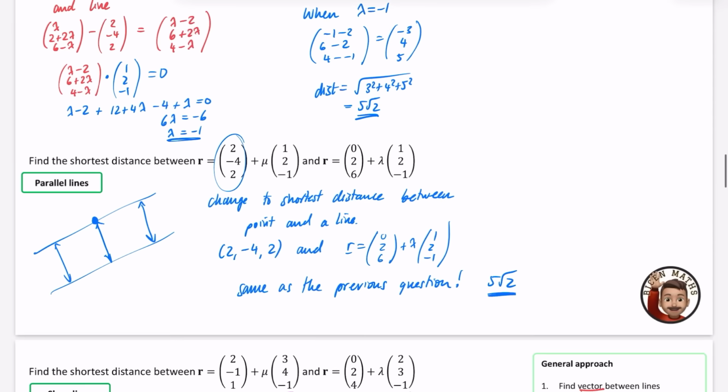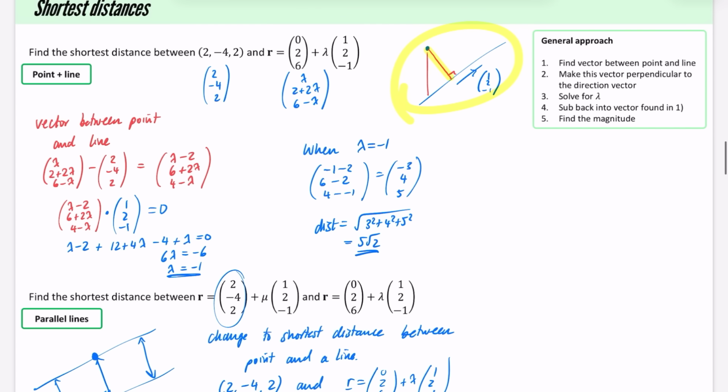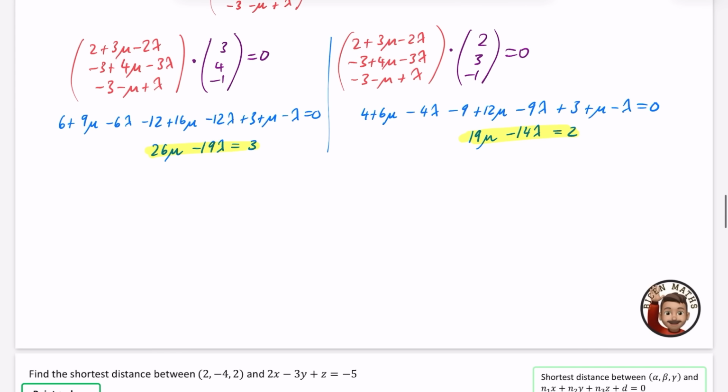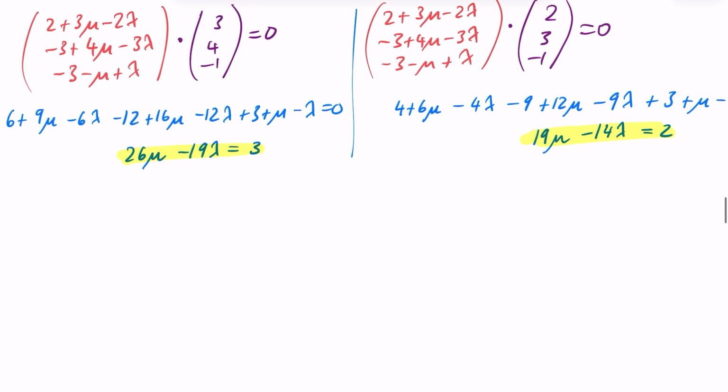I was going to try and draw a diagram for it like I did for this one, but actually it's pretty complex for these ones, so we just have to kind of trust the process or try and imagine things in 3D. So the simultaneous are 26 minus 19 and 3, 19 minus 14 and 2, and I have that mu is 4/3 and lambda is 5/3.